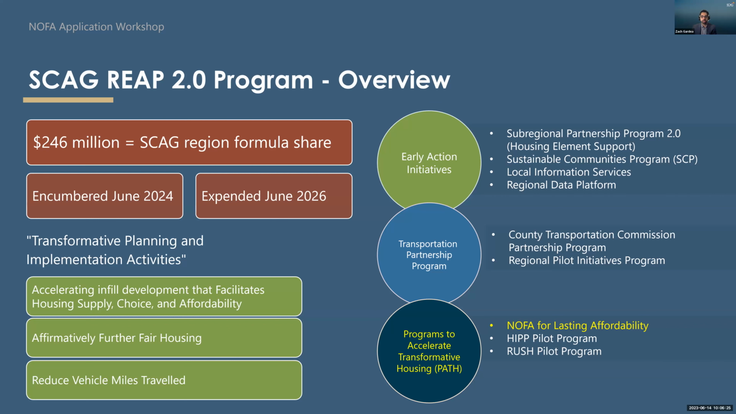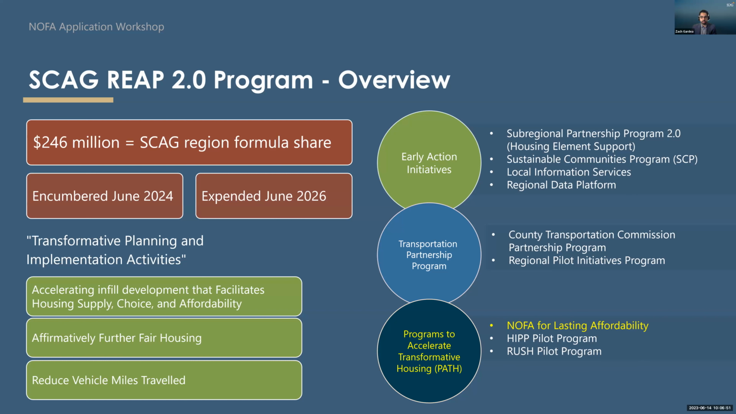On the bottom left of the slide are the three principal objectives of the funding source that each project must meet. Those are accelerating infill development that facilitates housing supply, choice, and affordability, affirmatively furthering fair housing, and reducing vehicle miles traveled.